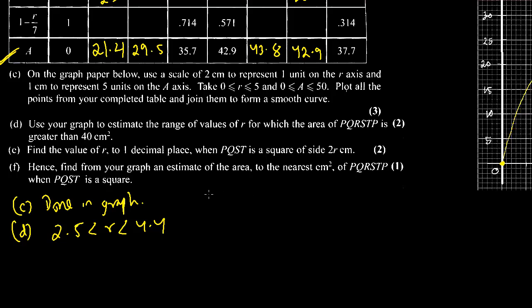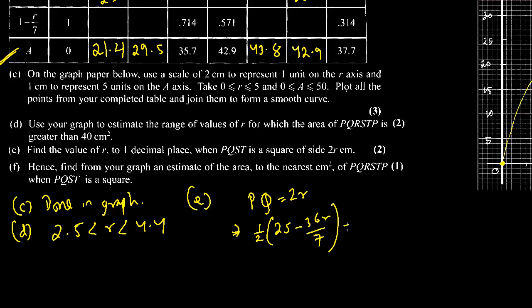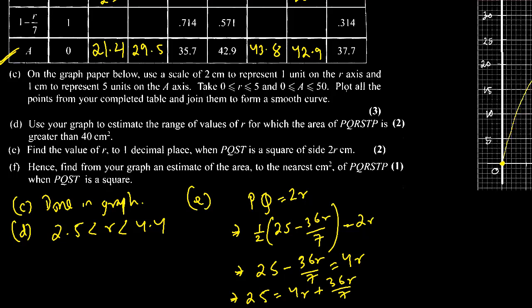So that would be question number E. If PQ is also equal to twice R, and we know PQ is half of 25 minus 36R by 7, equals twice R. So let's solve this equation. We can cross multiply. We can send this 2 to the other side. So it would be 25 minus 36R divided by 7 equals 4R. Let's bring all the R on one side. So it would be 25 equals 4R plus 36R by 7.